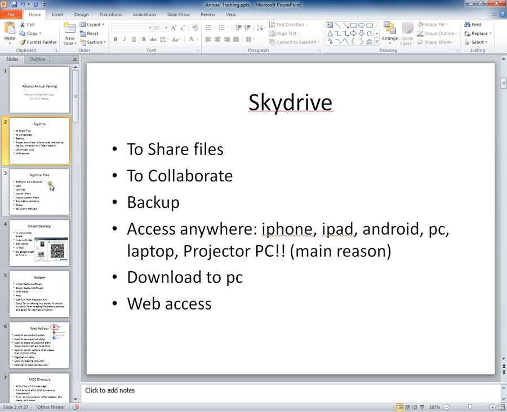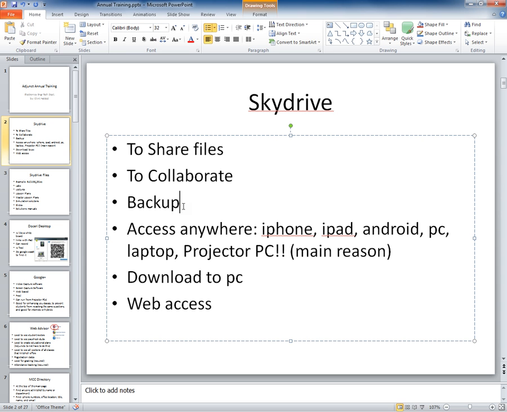So I'm going to go over several different things that can make you successful as an adjunct, and the first is SkyDrive. In order to share files, collaborate, make sure you have backup data, and access your data anywhere from iPhone, iPad, Android, PC, laptop, or projector. The projector PC in the classrooms is what I mean by projector PC, and the main reason for this is because there's a limited amount of space on those computers, usually in the thaw space area, and everyone has access to that data, even students if they went up to the computer.